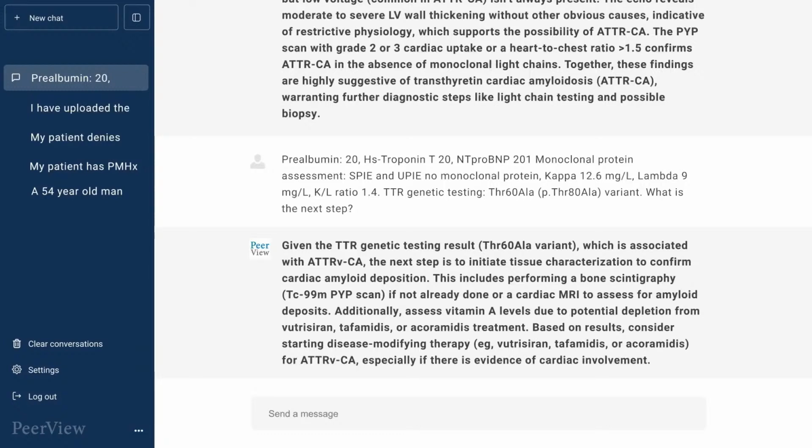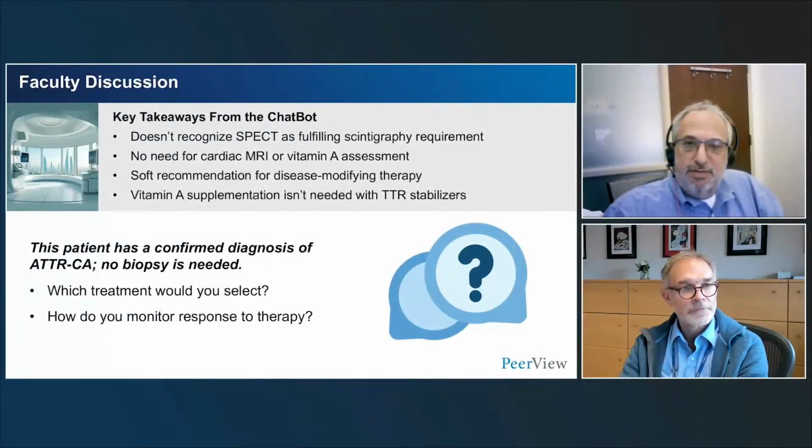So the chatbot recommends a scintigraphy, which we've already done and supplied, so maybe a little out of order. Asked us to assess a vitamin A level, and somewhat confusingly mentions vitamin A levels both with silencers and stabilizers. Maybe we can comment on that in a moment, and certainly is, I think, appropriately recommending starting some form of disease modifying therapy. So I think the takeaways from the final interaction with the chatbot is it's not able to really recognize SPECT as fulfilling the scintigraphy requirement. It's in diagnosis. As Dr. Gilmore mentioned, there's really not a need for an MRI.